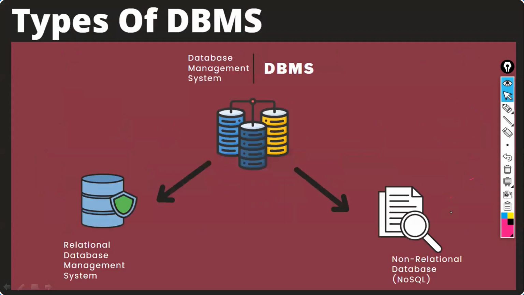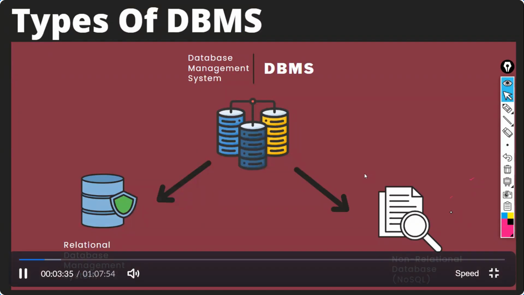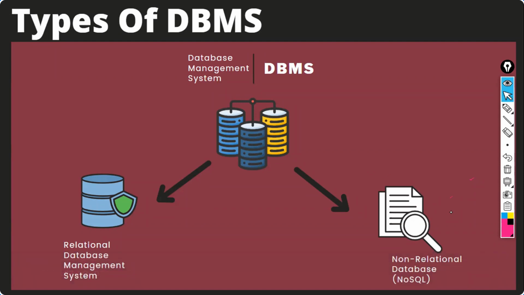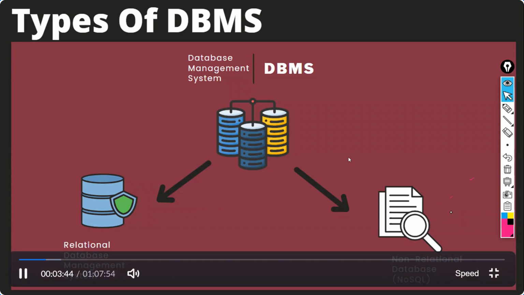Now, within database management systems, we have two types. One is called the relational database management system, RDBMS. The other is called the non-relational database. Now, the question is, what is a relational database? What is non-relational? What is the difference between both of them?